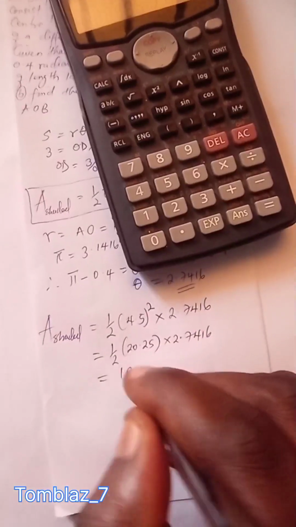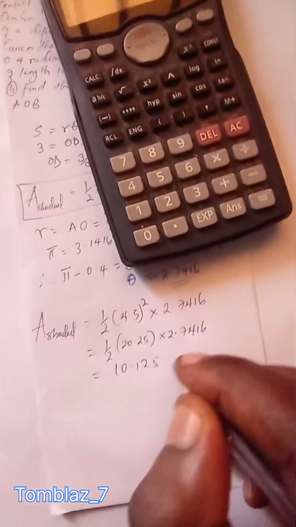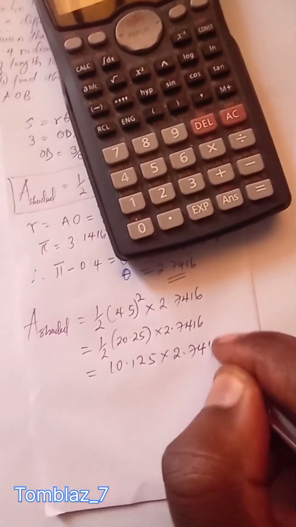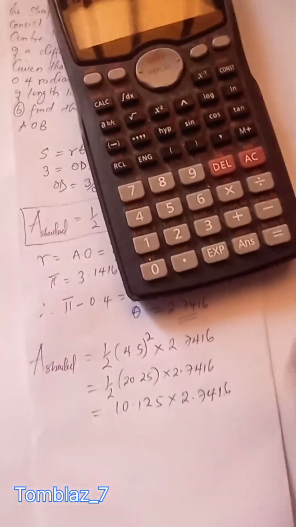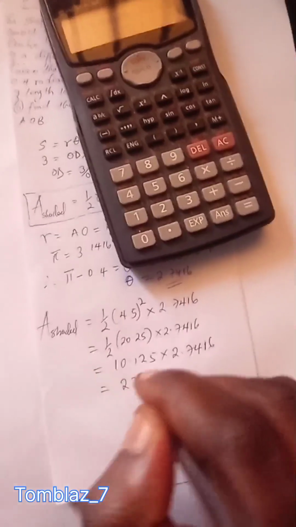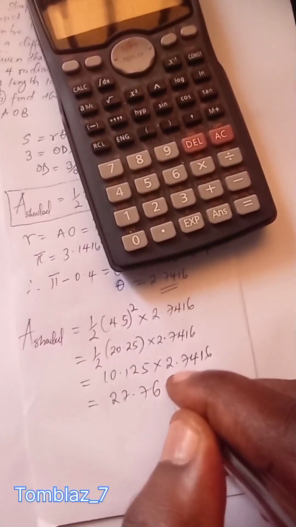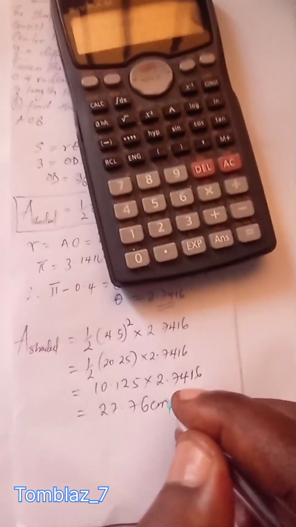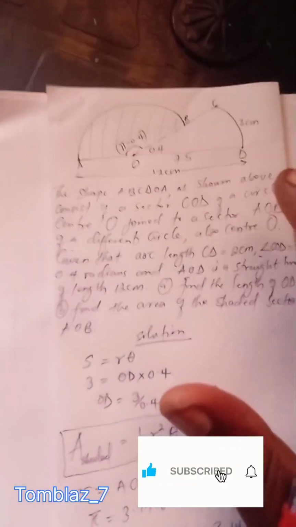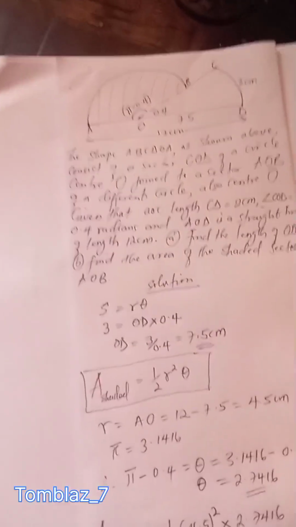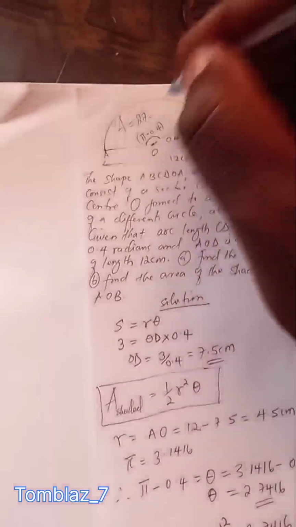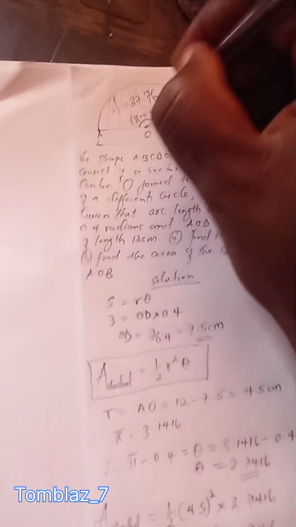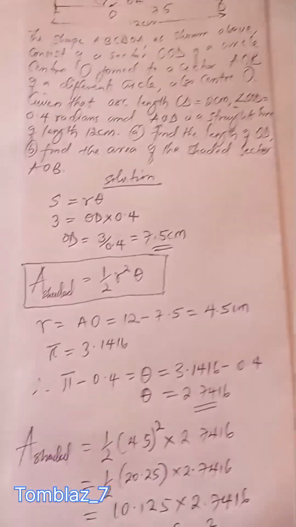Let's divide by 2. So we're going to have 10.125 times 2.7416. Let's multiply by 2.7416. So we're going to have 27.76 centimeters squared. That's the area of the shaded portion. So the area of this shaded portion is 27.76 centimeters squared. That's the conclusion of this calculation.